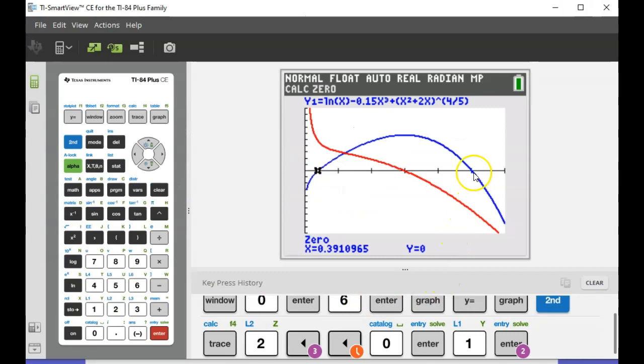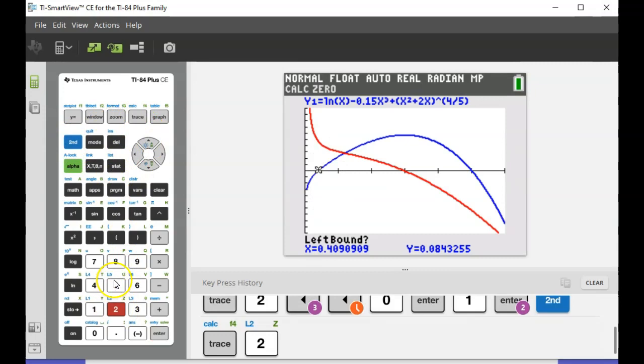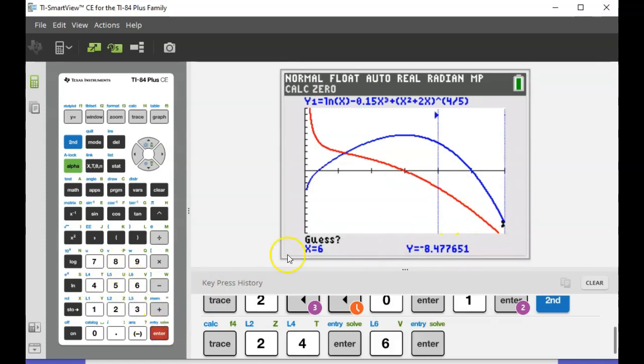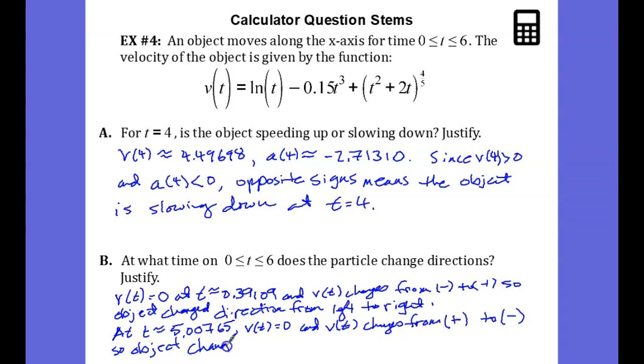Let's go back. We have another x-intercept here. So let's see, for this one I think we'll use t equals 4 as our left bound and t equals 6 as our right bound. So let's go to second, trace, 2, and left bound is going to be 4. So there it is, and then right bound is going to be 6. So there it is, and you just press enter. 5.00765008. So we'll say at t is approximately 5.007765, v of t equals 0, and v of t changes from positive to negative. So the object changes direction from right to left, and that's it.